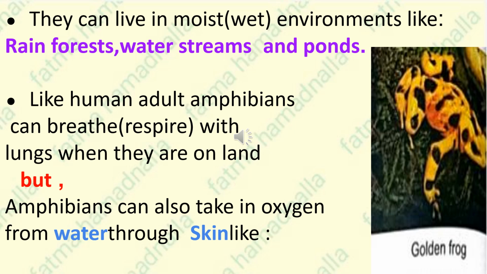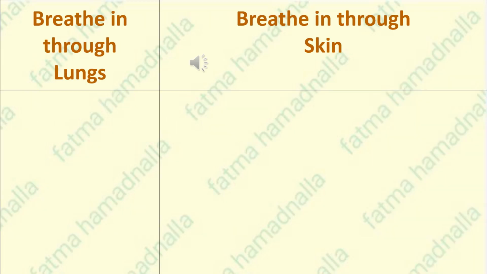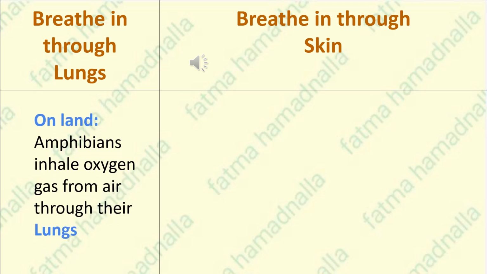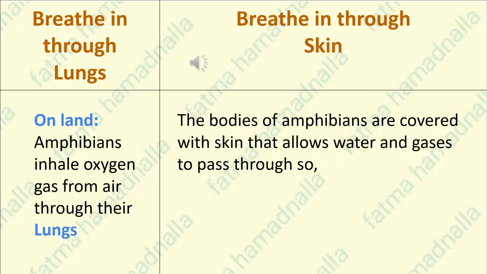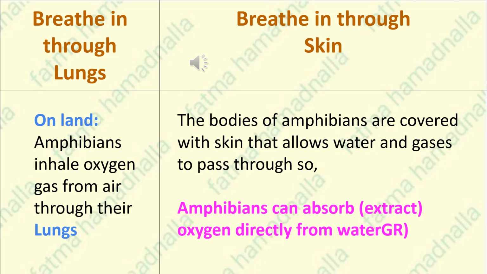Now, I want to ask you, how do amphibians breathe? We know that amphibians can live on land or underwater. They breathe through their lungs on land, inhaling oxygen gas from the air. Amphibians also breathe through their skin because their bodies are covered with skin that allows water and gases to pass through. This enables amphibians to absorb or extract oxygen directly from the water.